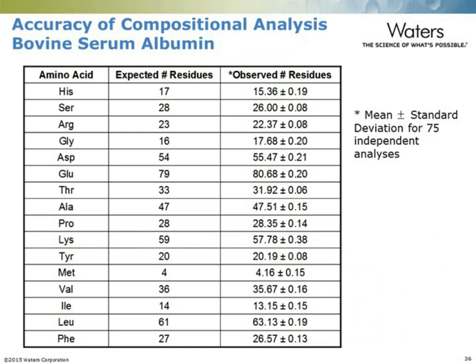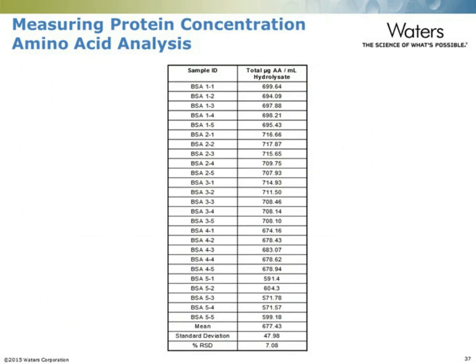The comparison of the compositional analysis to the true value over, in this case, 75 independent analyses conducted over a period of several days were well within that 5% limit for all the amino acids observed in this hydrolysis. The use of this technique is used not only for the identification of the protein, but also for measuring the total protein concentration in the sample.